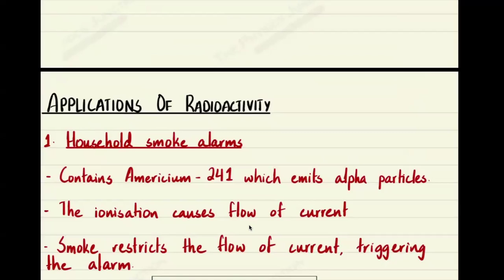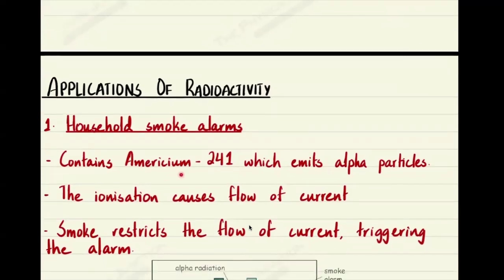So one of the applications of radioactivity is in household smoke alarms. It contains americium-241. You don't really need to know the name of this, it's just for general knowledge. But basically this is a pure alpha particle emitter. So basically when decay happens, it's possible that you can emit alpha, beta, gamma, all of these, or maybe alpha, beta, or alpha, gamma, or any of those combinations. But this one emits just alpha particles.